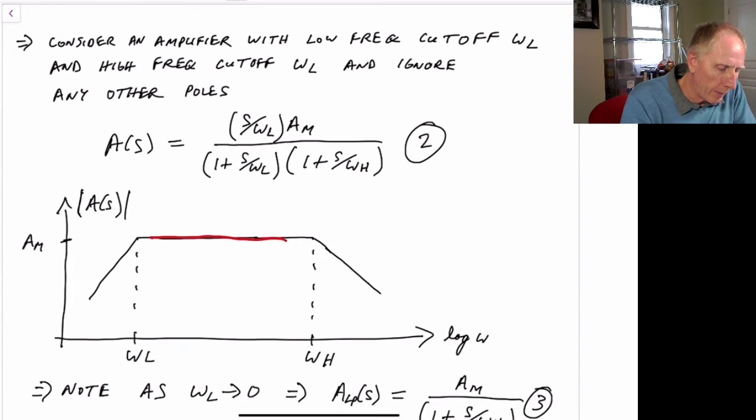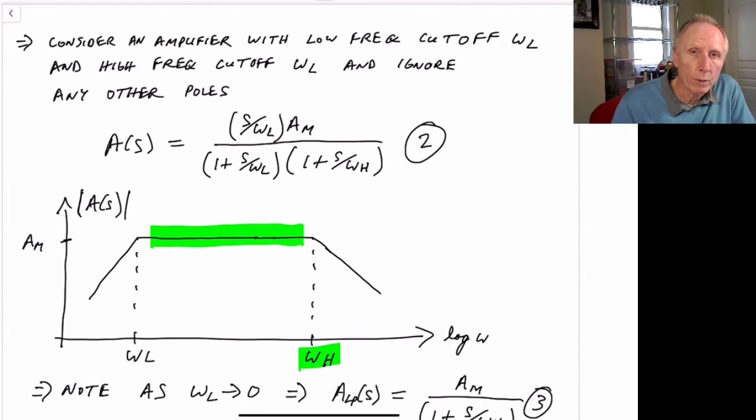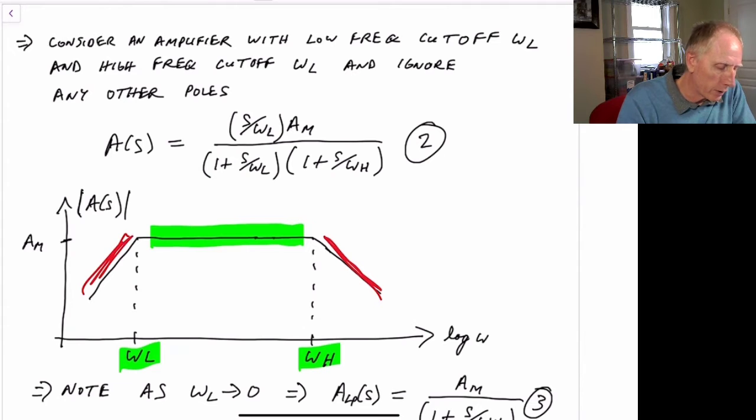And we would say that the mid-band region would be over this region somewhere, and above omega H, sorry, above the high frequency cutoff, the output starts to drop at some 20 dB per decade, or perhaps higher if there's higher frequency poles as well. Below omega sub L, the low frequency cutoff, the output starts to drop at minus 20 dB per decade, going to a smaller and smaller frequency.